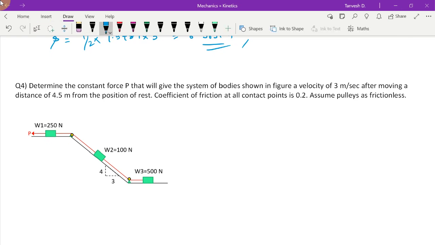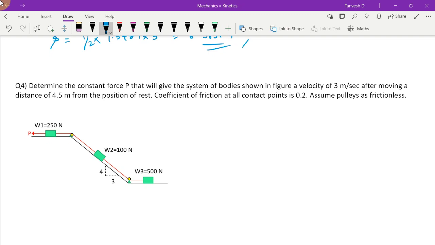So let us solve the next numerical. In this numerical it is given that determine the constant force P that will give the system of bodies shown in figure a velocity of 3 meters per second after moving a distance of 4.5 meter from the position of rest. Coefficient of friction at all contact points is 0.2.